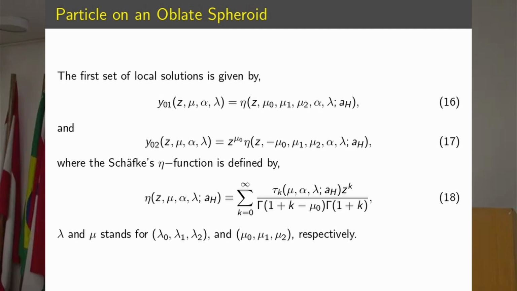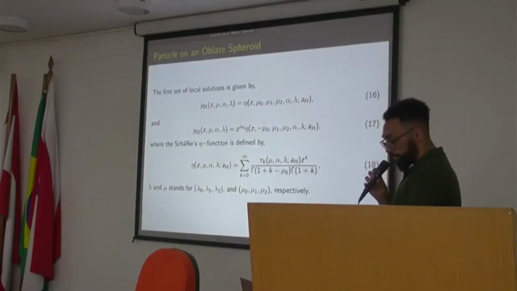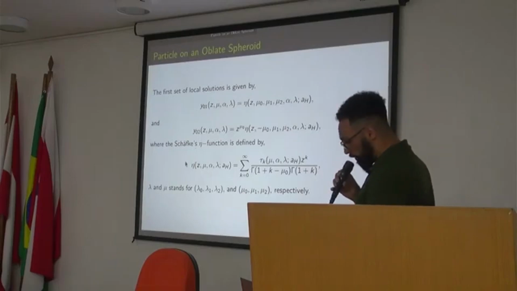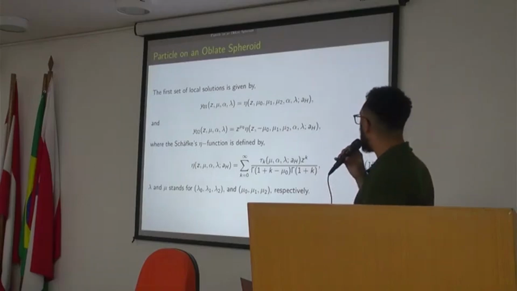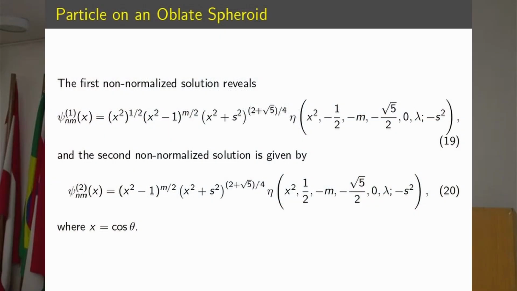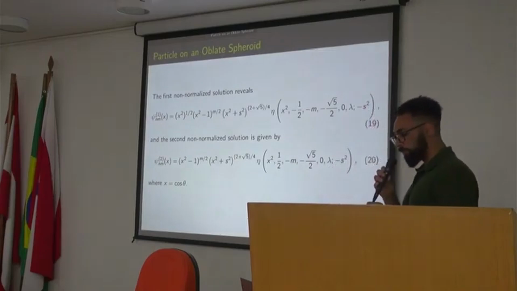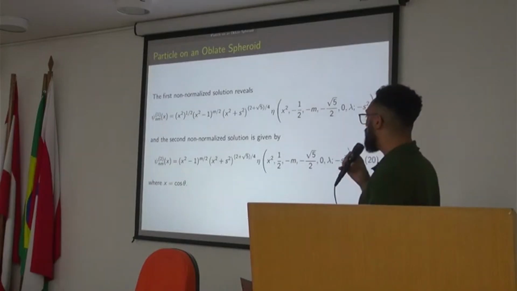So the only hope we have is to use the definition. Let's use a power series. This is the definition of Schoeffer's eta function. And if we use a power series, we get this. This is the solution for the free particle on an oblate spheroid. Now, this is not Heun's. This is not a Heun special function.